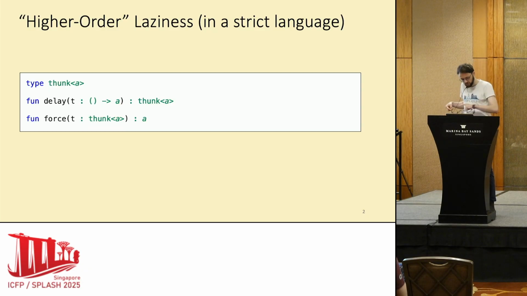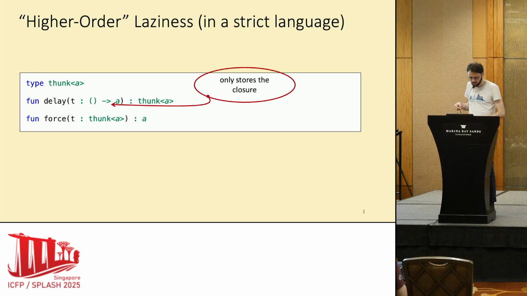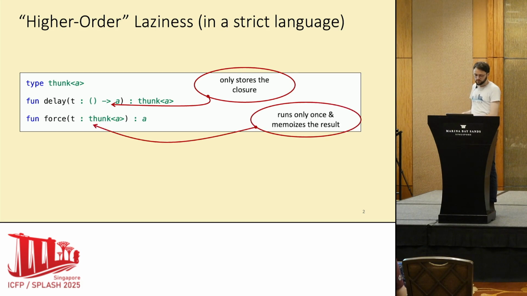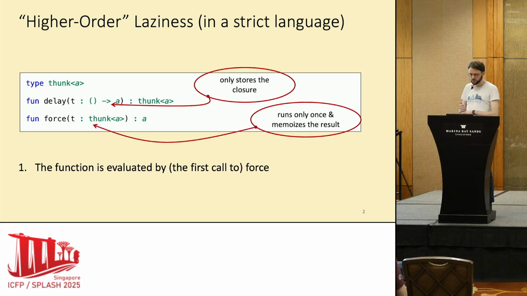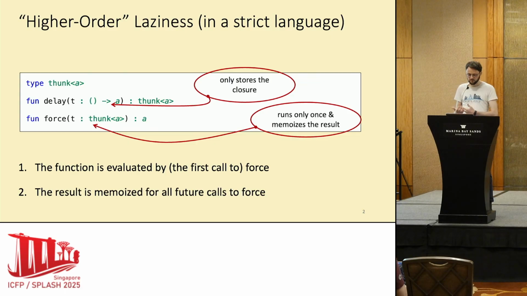And so the important thing about this interface is that the delay function only stores the closure and does not run it in particular. But then force will run the closure the first time it is invoked and memoize the result afterwards. So these are the two things that really make up this lazy interface: the function is evaluated only once you actually call force, so you can delay a computation, and the result is memoized for all future calls to force. And we'll come back to these two principles later.